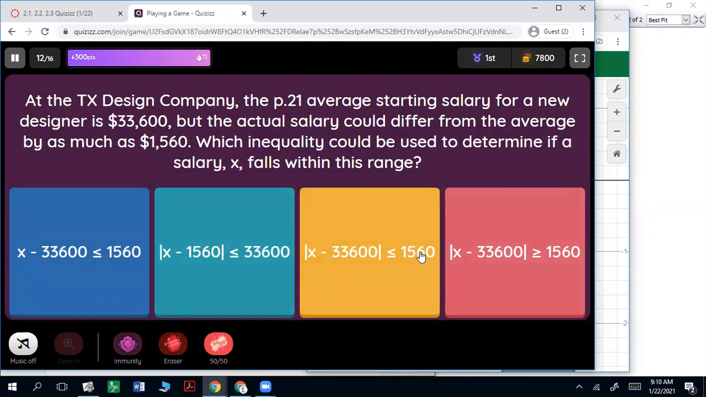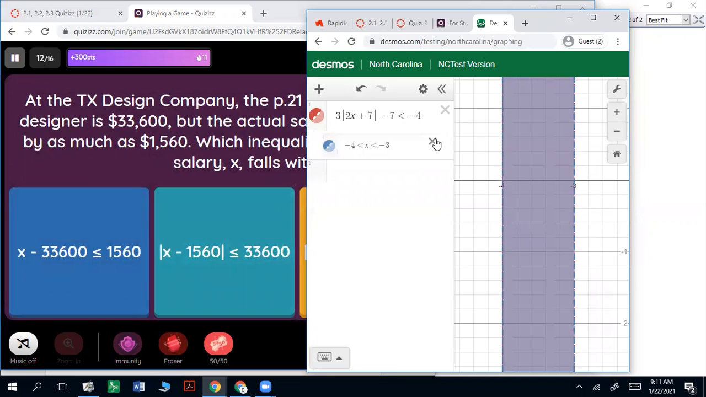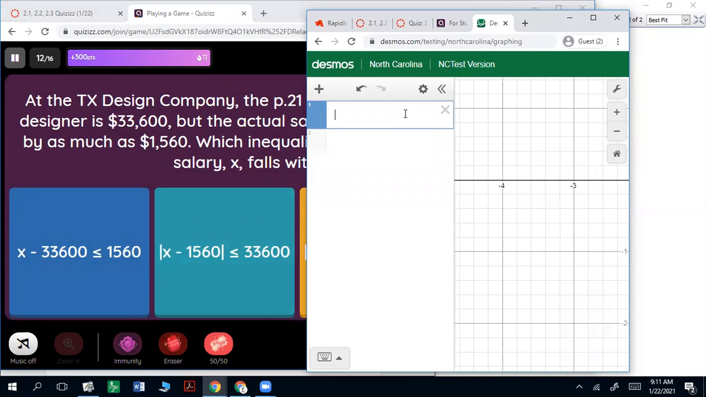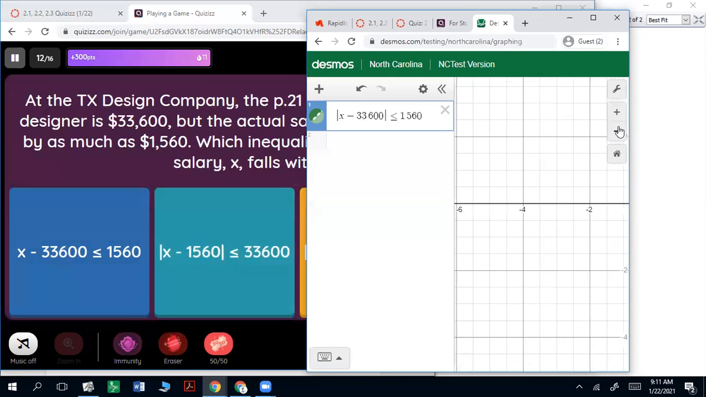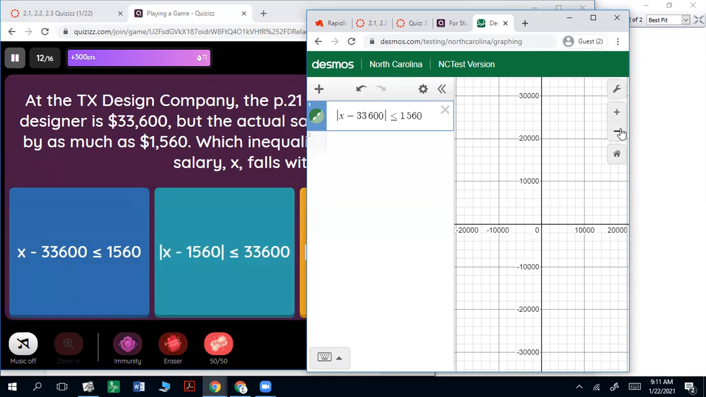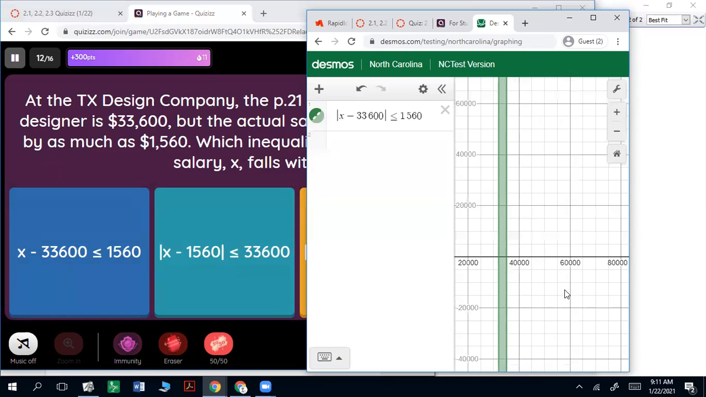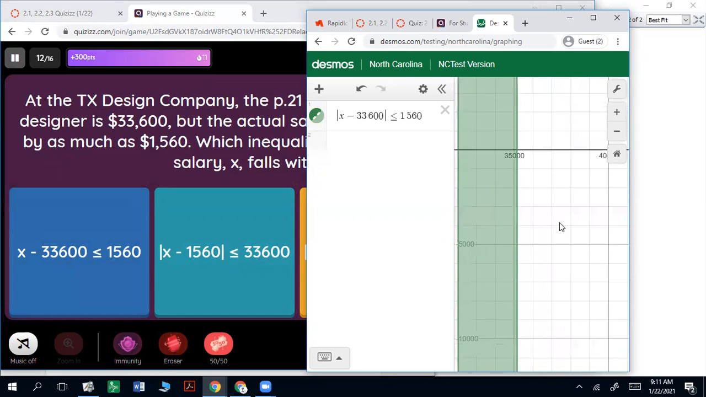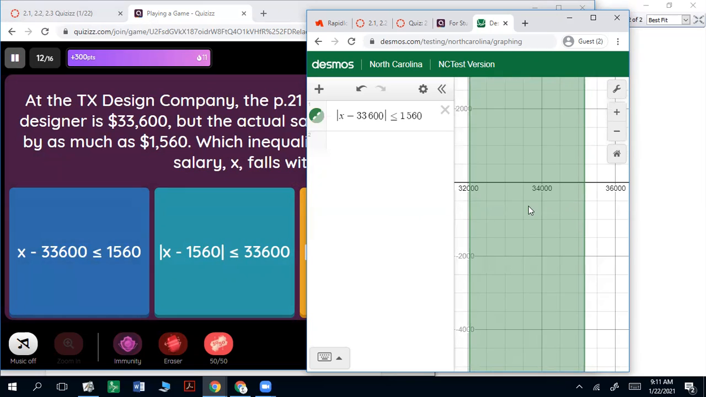So 1560 is how much it could be off by, but it's going to be less than or equal to it. And I'll show you a visual of what's going on with that. So if you do the absolute value of x minus 33,600, and then you make that less than or equal to 1560. And of course, you're going to need to see the graph. So I'm going to zoom out of that. And there's going to be a little narrow range over here where the values can be between.